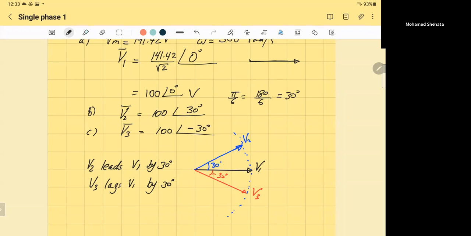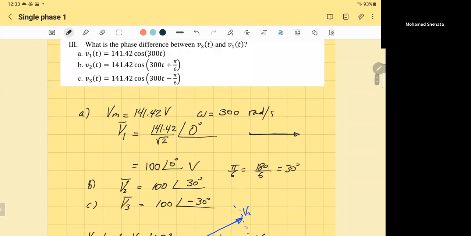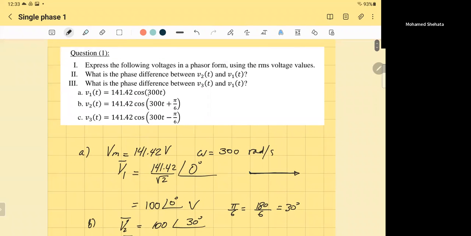I want to make sure that you understand this concept. What else? Here, what's the difference? Phase difference. Okay, what is the phase difference between V2 and V1?